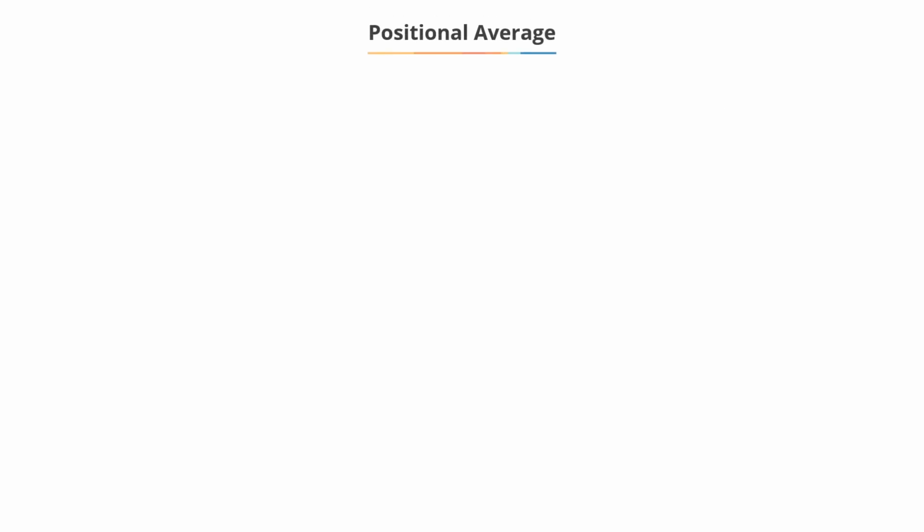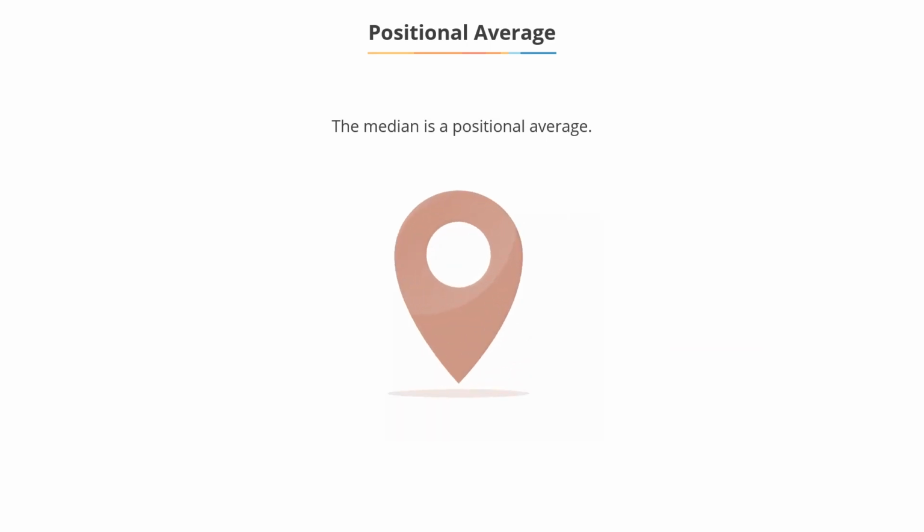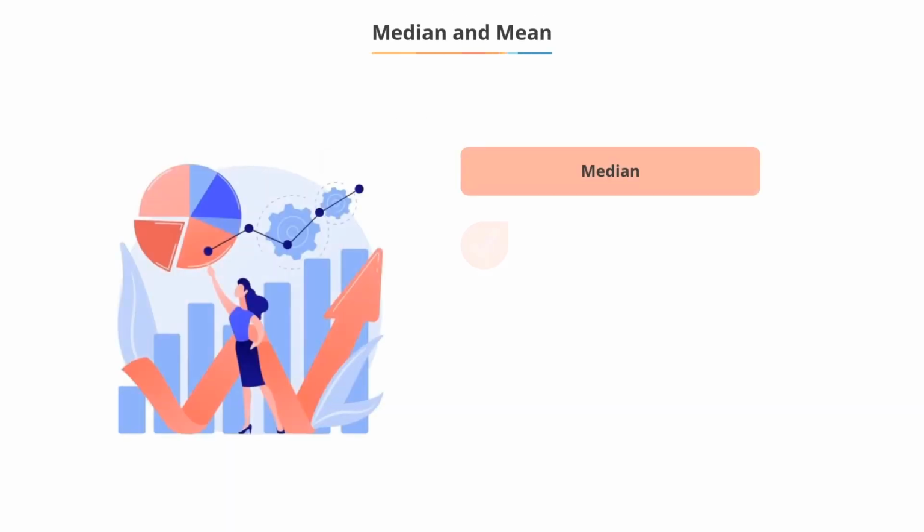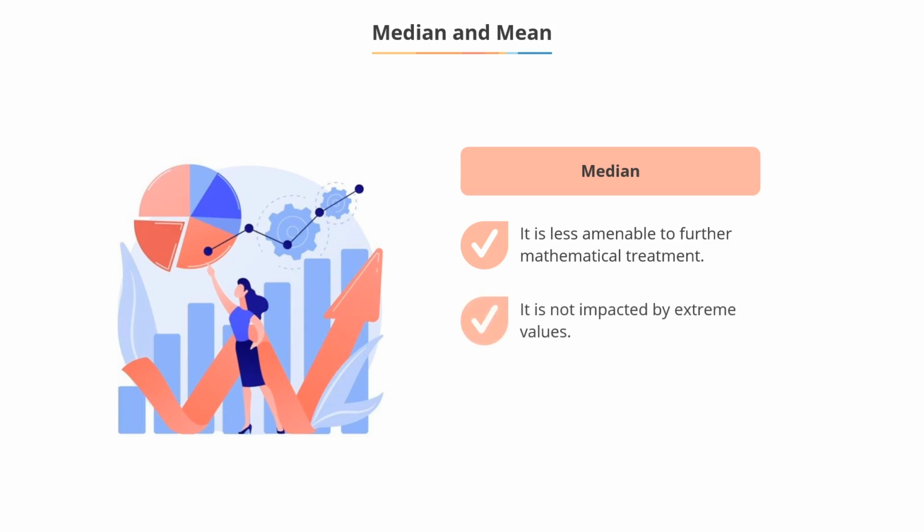Do you remember the positional average that we spoke of earlier? Well, the median is a positional average and does not incorporate all the observations. When compared to the mean, it is less amenable to further mathematical treatment. But unlike the mean, it is not usually impacted by extreme values. However, exact values in the data set need not be known.